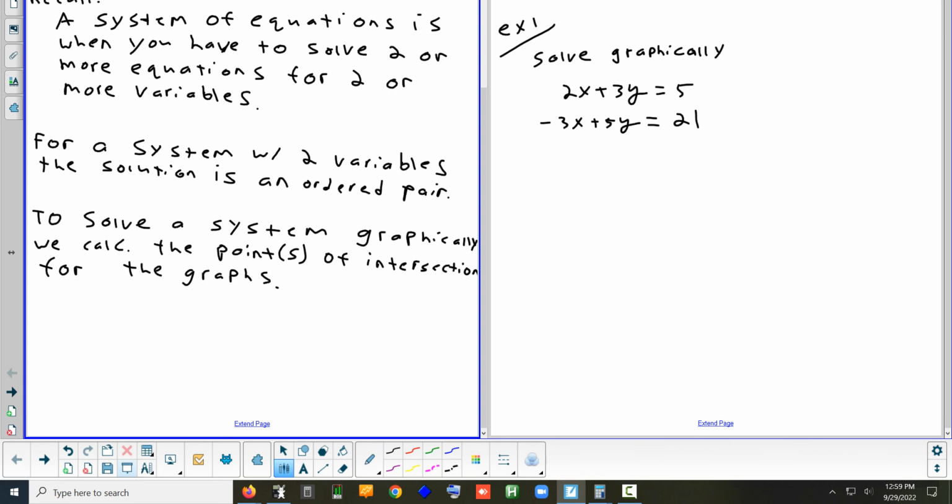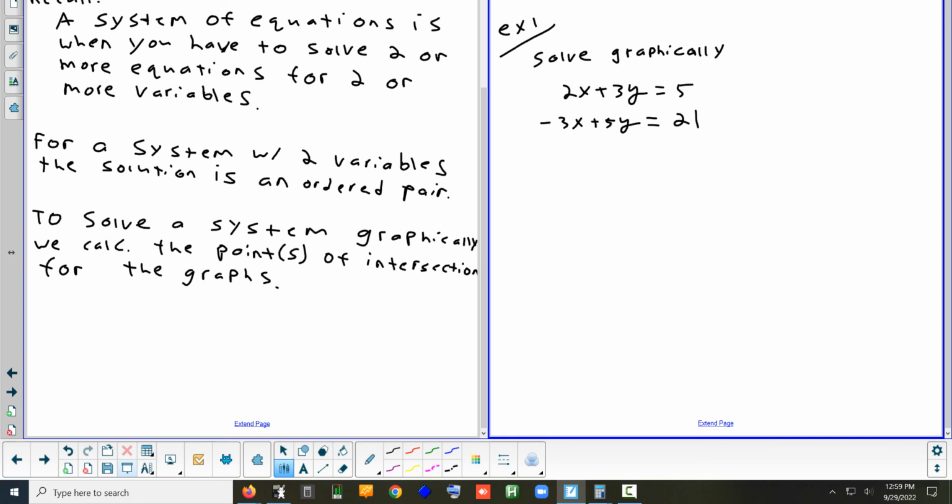Okay, so the first example says 2x plus 3y equals 5, and negative 3x plus 5y equals 21. It says to solve graphically, but it's not ready to solve graphically. What do I have to do with both of these to be able to type them in on my calculator? You have to get y by itself.